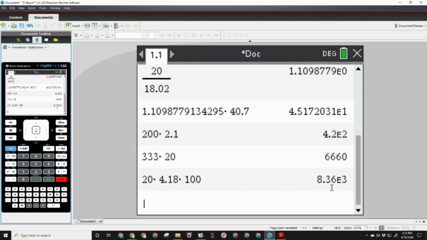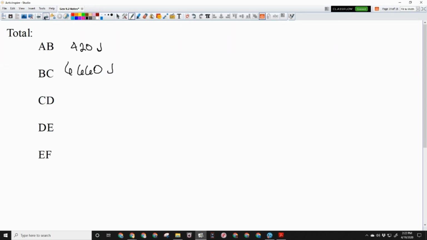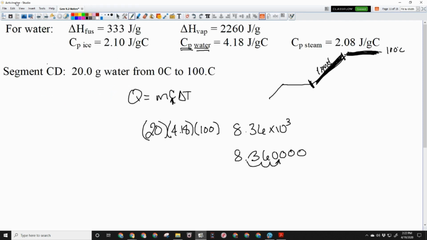Okay, and that's going to give us 8.36 times 10 to the third. So what is that? Oops. One, two, three. So that's 8,360. 8,360 joules. Okay. So that's C to D.